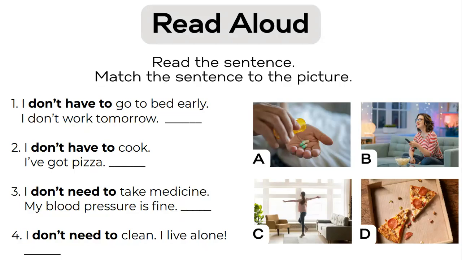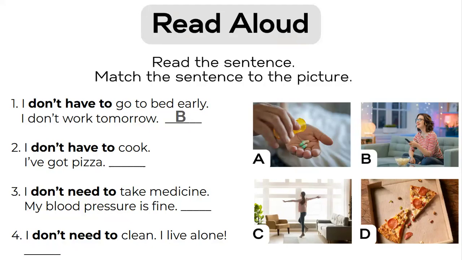All right, number 1 says I don't have to go to bed early. I don't work tomorrow. So that's going to be picture B. So again, it's not important or necessary to go to bed early. They gave the reason that they don't work tomorrow, but maybe another reason could be that they are on vacation or that they don't work in the morning, they work in the afternoon, and so they could sleep in. Either way, it's not important that they go to bed early.